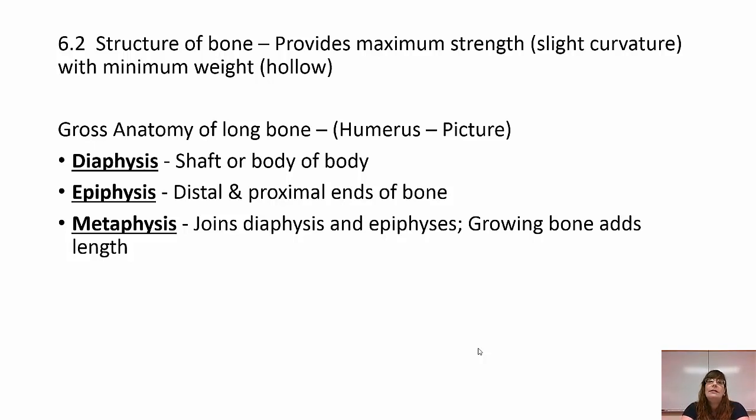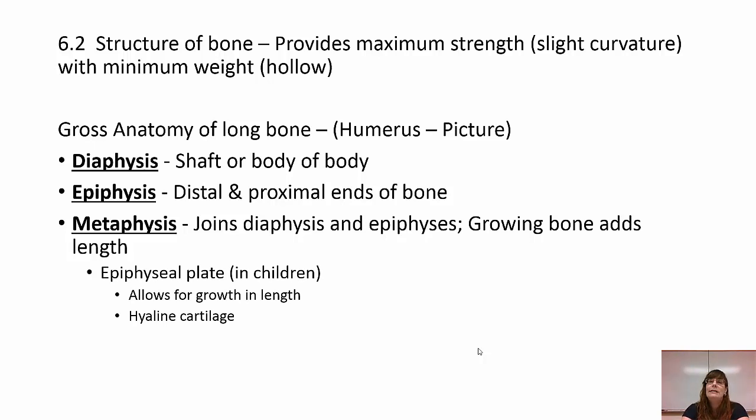The diaphysis is the shaft or the body of the bone, so the center of the bone. The epiphyses are the ends, so the distal and proximal ends of the bone. And the metaphysis joins the diaphysis and the epiphyses. And yes, this is a lot of physes, but you need to know them. Growing bone actually adds length, so they grow in length as opposed to width for the most part.